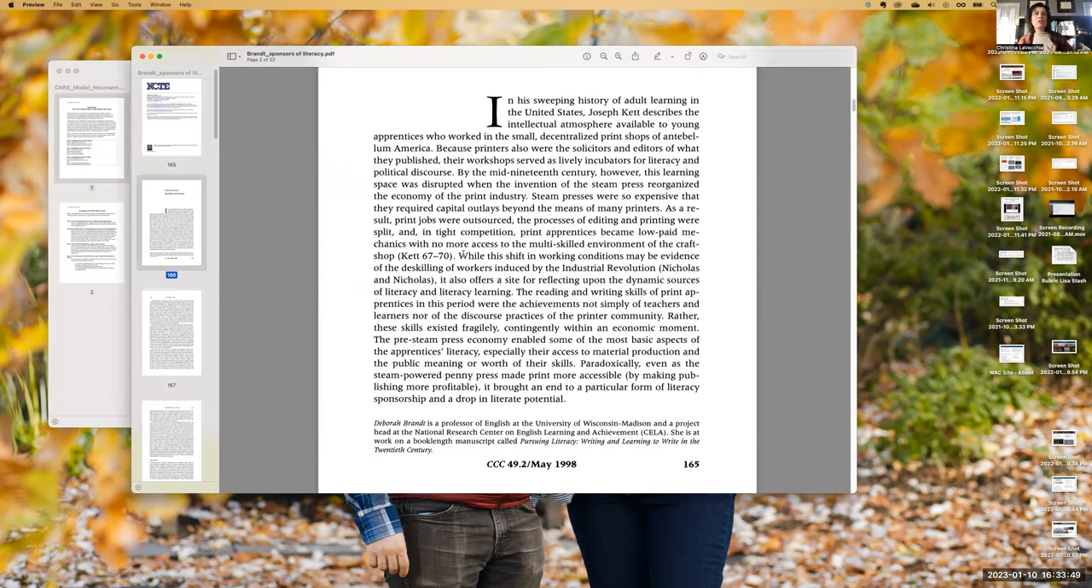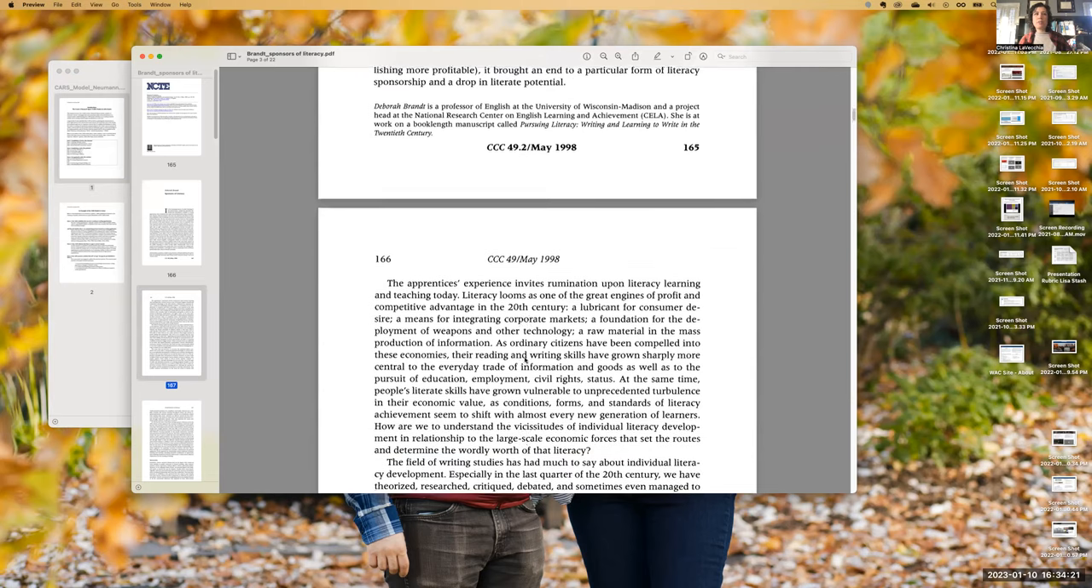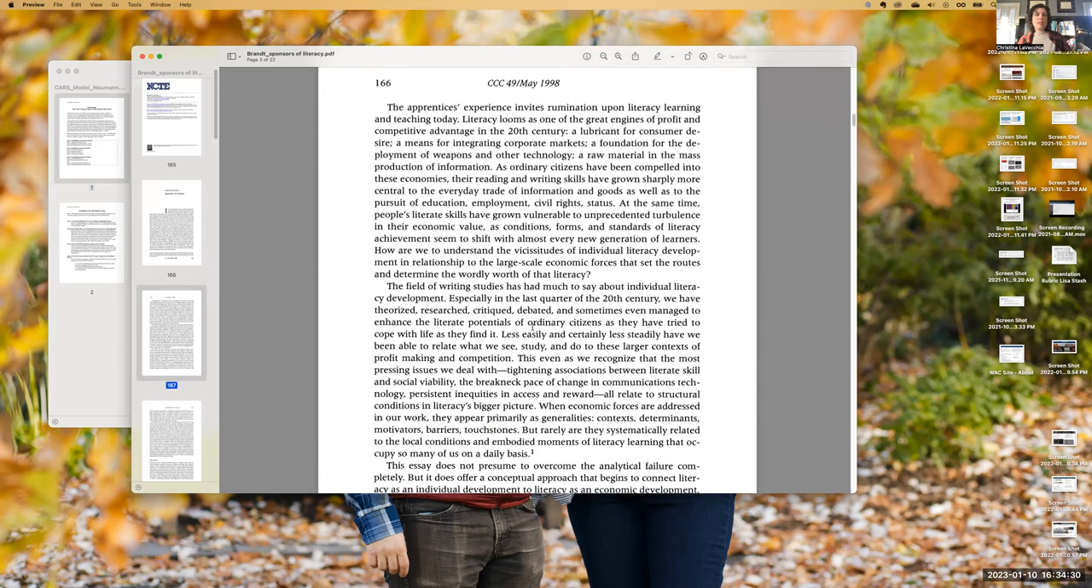What I try to do is look for sentences that jump out at me as, here's where the author is restating something. So here's a sentence where Brandt starts to pull things together. I might look for a sentence like this: while this shift in working conditions may be evidence of the de-skilling of workers, it also offers a site for reflecting upon the dynamic sources of literacy and literacy learning. This is where we're starting to get closer to what she's looking at. She's basically trying to say that we haven't done enough yet to look at how people acquire literacy from what she calls sponsors. So what you need to do is read a little further.